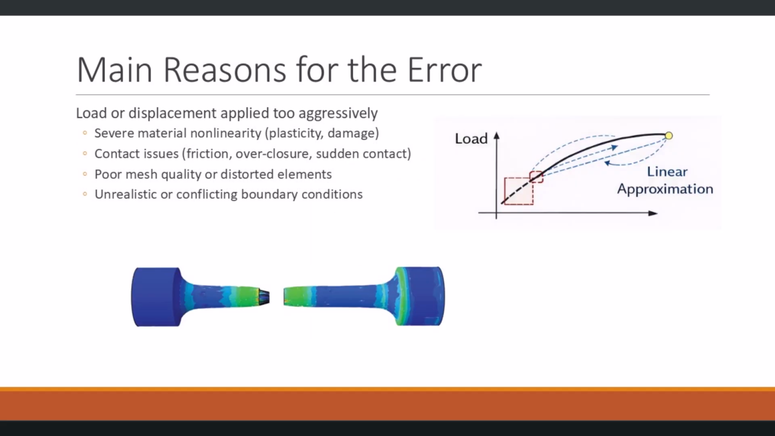Number 2 can be related to severe nonlinearity, so nonlinear problems are sensitive. Typical examples can be plasticity with sharp yielding, like a tensile test, damage initiation or element deletion, buckling or snap through, contact opening and closing. At some point, the stiffness matrix changes too abruptly and Newton-Raphson fails.